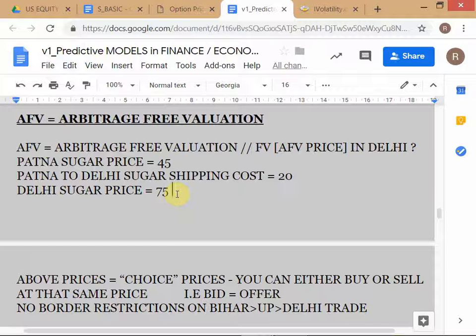Nikhil, remember what we discussed yesterday about choice prices? You've forgotten. So why are you looking at your phone? Who will tell me what a choice price is? Yes. Sir, buy and sell at the same price. Buy and sell at the same price.